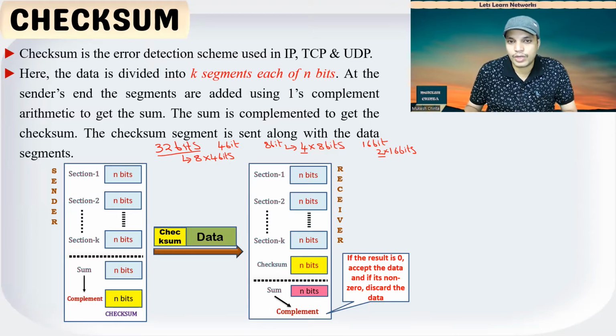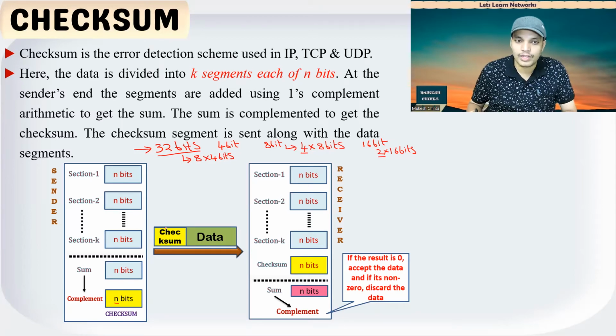Let me assume I'm going to take an 8-bit checksum for my data of 32 bits. I get 4 blocks, section 1, section 2, and so on. I add all 4 blocks together, and at the end I get the sum. The sum will also be 8 bits only. When I complement this sum, I get what is called the checksum. This checksum will contain the same number of bits as the blocks. If I'm using an 8-bit checksum, I get 8 bits here. If I'm using a 4-bit checksum, I get 4 bits here.